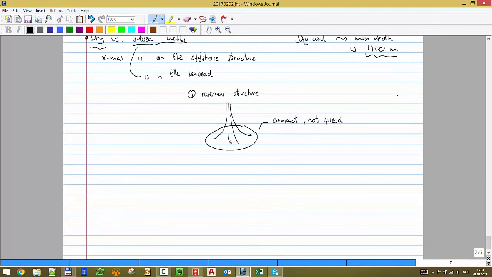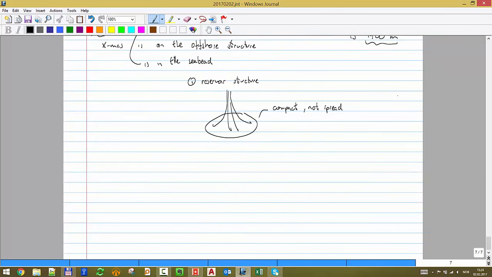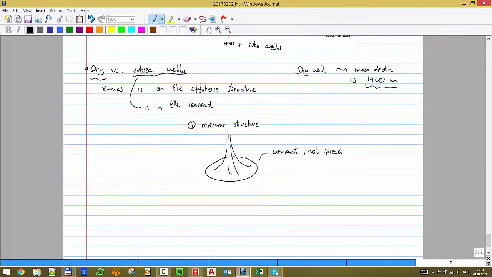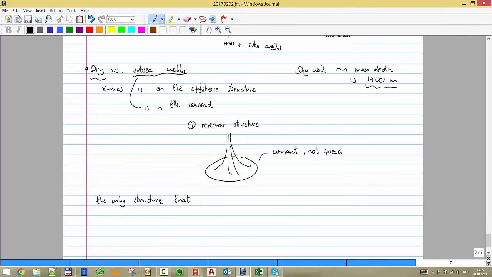And what did I say? So to have reservoir structure, you can reach it from the same place, and really the only structures that have small enough movement to allow dry trees are those that have low movement.